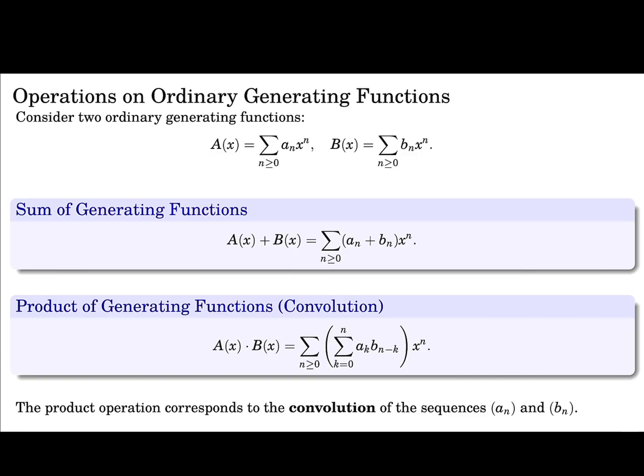Now the product is a little bit more interesting. When we multiply a of x times b of x, the coefficient of x to the n can come from many different products. You could have a0 x to the 0 from a of x and bn x to the n from b of x. You could also have a1 x to the 1 from a of x and bn minus 1 x to the n minus 1 from b of x, and so on.